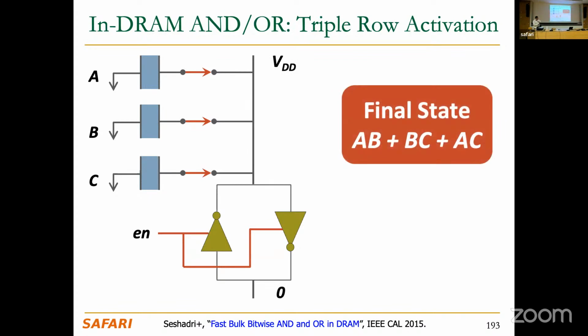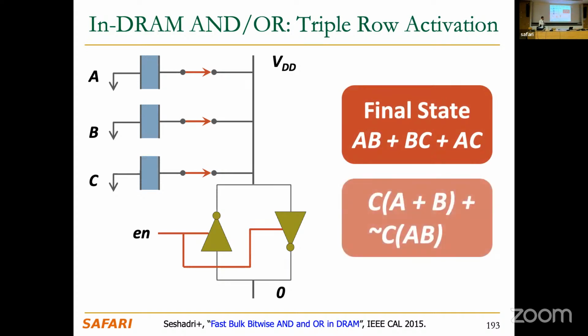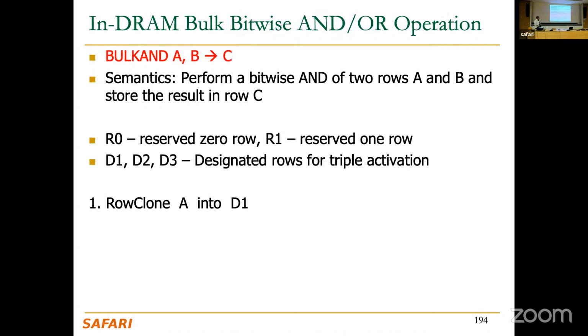But the important thing here is that in the end of this triple row activation, the final stage that you have is basically a combination of AND and OR operations of the 3 rows that you access. And by having a control row over here, you can perform either OR operations or AND operations of the other 2 rows. So this is the semantics of it.